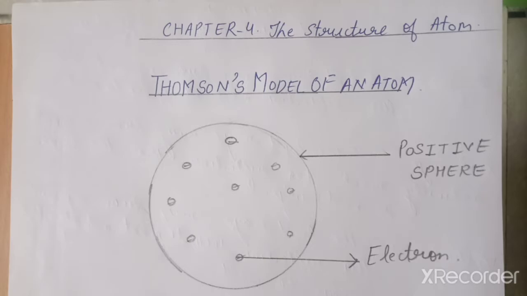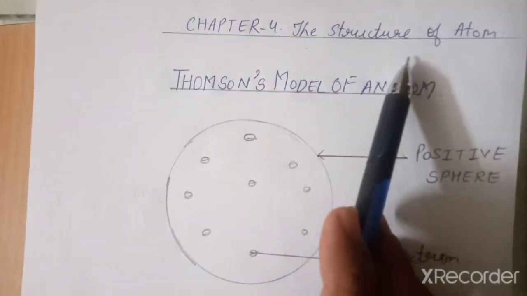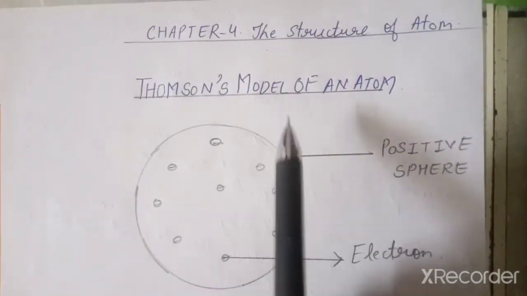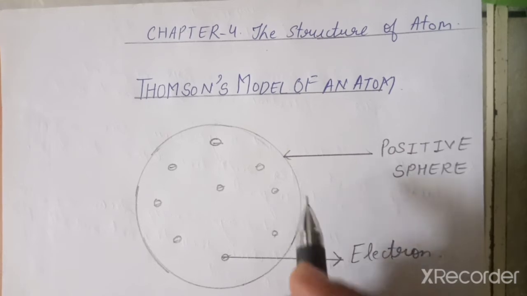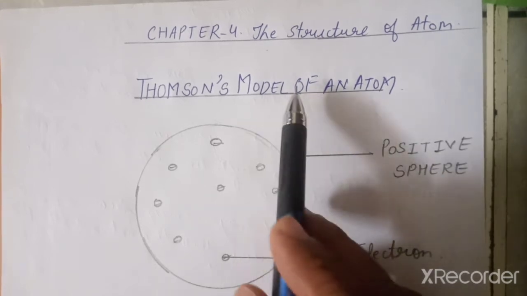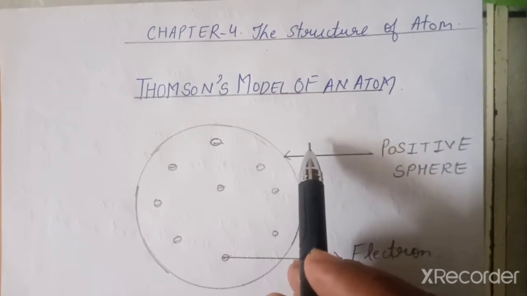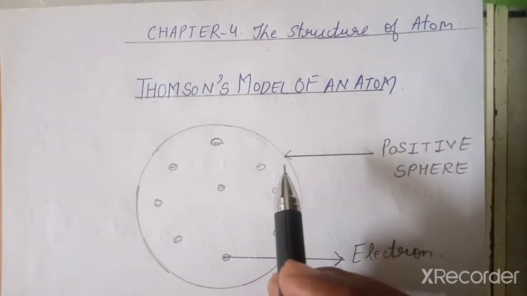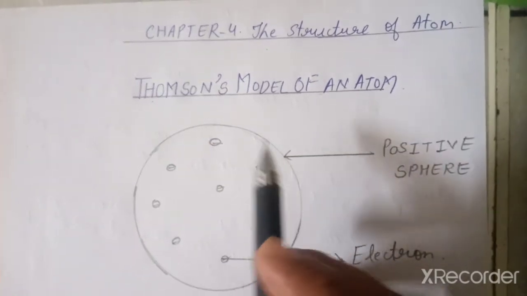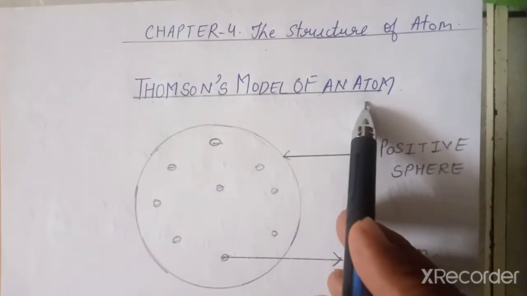Now, in this chapter, basically, we are going to study the structure of the atom. In this chapter, different scientists proposed their models to explain the structure of the atom. So we will be studying models like the Thomson model, the Rutherford model, and Bohr's model. The first model we are considering is the Thomson model of an atom.